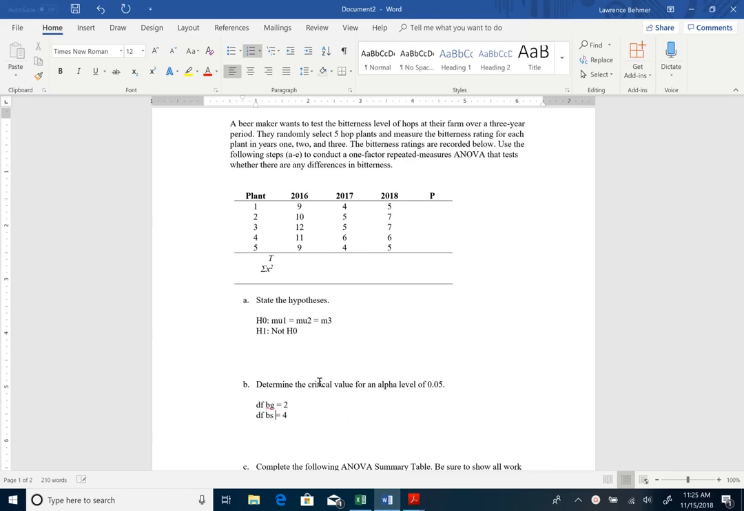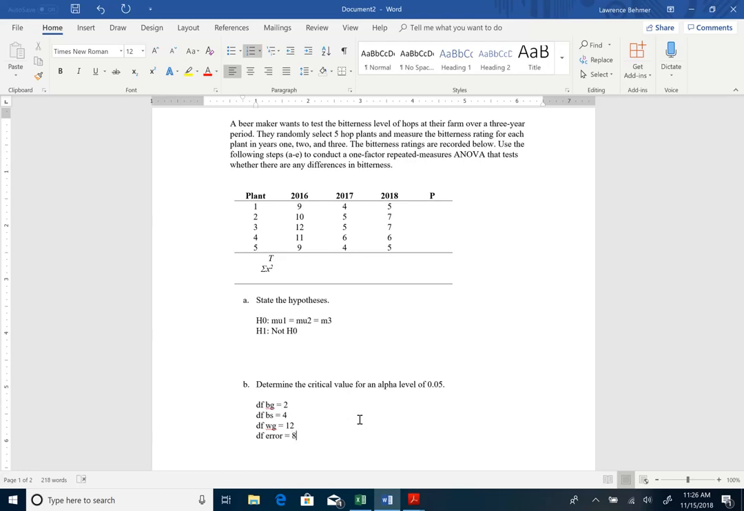And then we can find our degrees of freedom. Let's get that right. Degrees of freedom for within groups, which is big N minus K. Right, so we got 15 scores, 3 levels, right? So that's 12. So our degrees of freedom for error, right, is going to be 12 minus 4, right? So that's going to be 8.